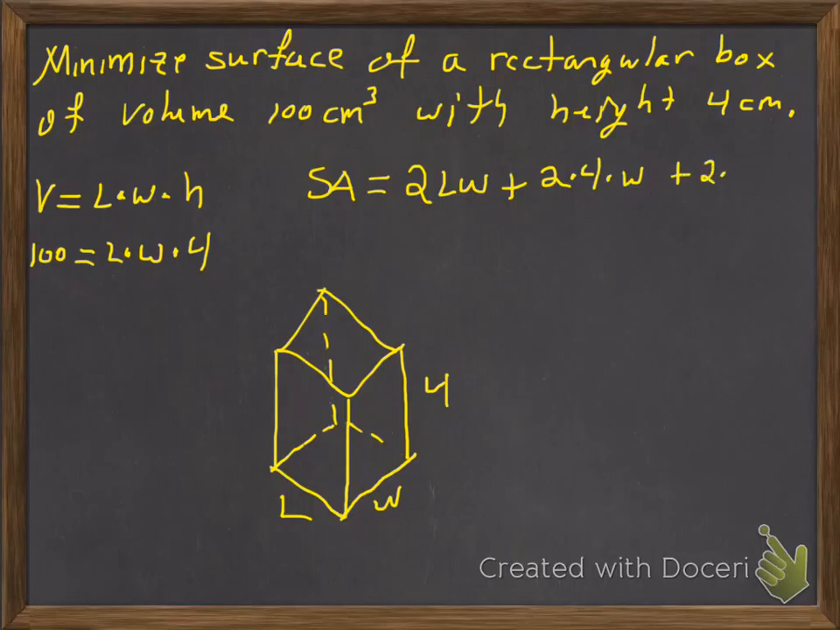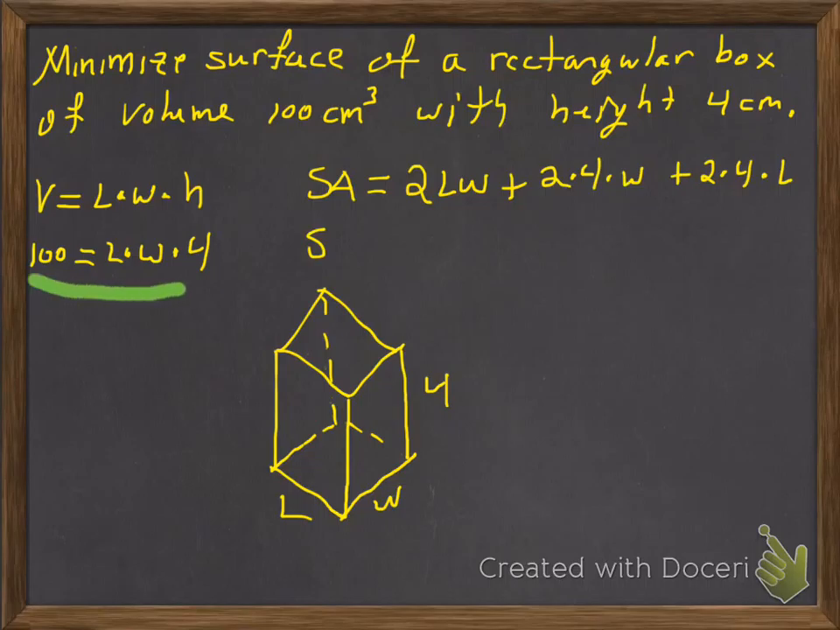Plus 2 times L, or 4 times L, the order doesn't matter. So that's this face here and this face back here. Okay? So that is our surface area formula, and that's what we want to minimize. However, we have a problem because I have the variable of length and width. If I want to minimize, I have to get it all in terms of one variable.